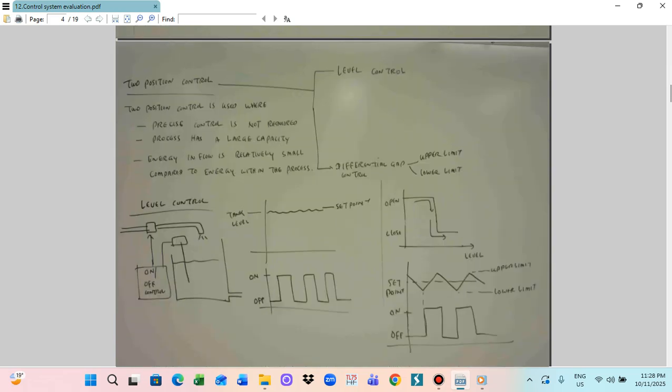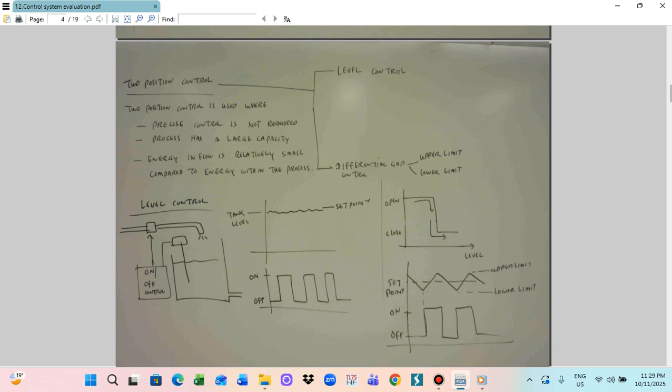The two position control is used when precise process control is not required, where the process has a large capacity and the energy inflow is relatively small compared to the energy within the process. In this case, we use the two position control. Two position control can be level control and also differential gap control. So we can make two control processes: one is level control, and another is differential gap control.